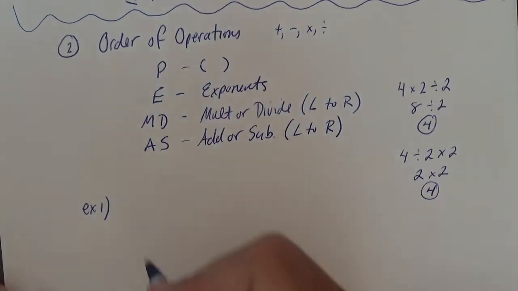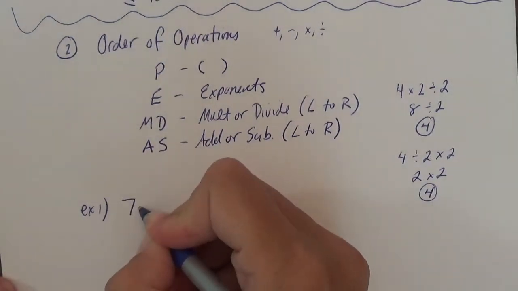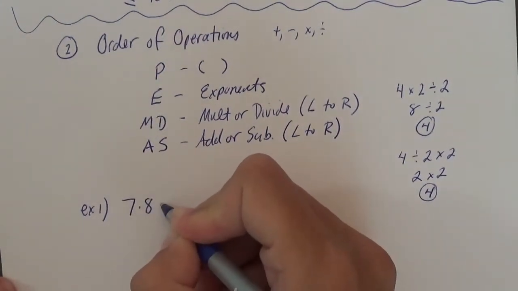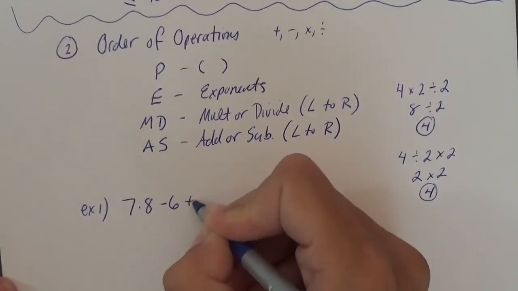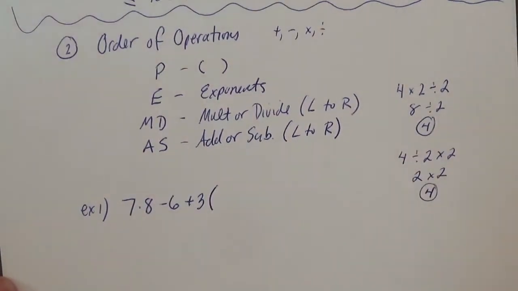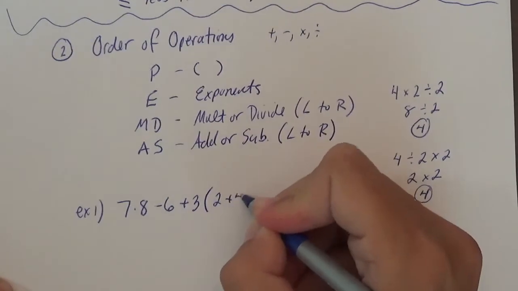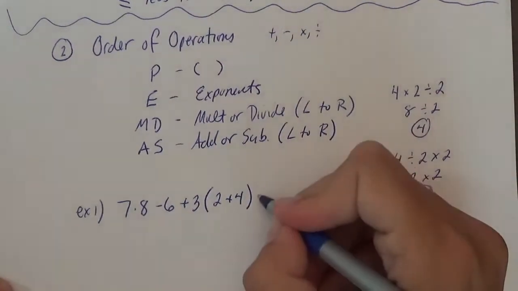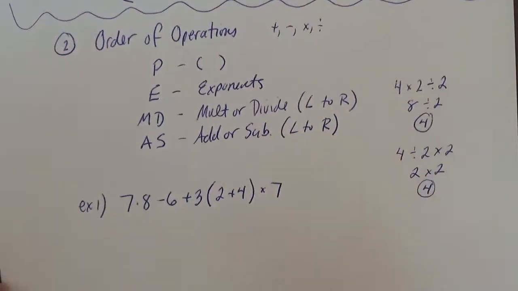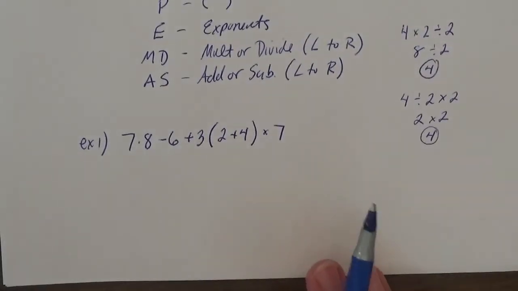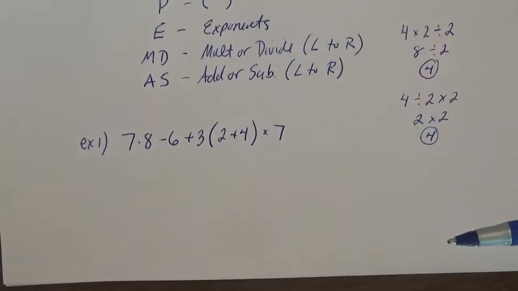All right, so go with me here. 7 times 8 minus 6 plus 3 times the quantity 2 plus 4 times 7. Yikes, where are we supposed to start? We're supposed to start with parentheses.